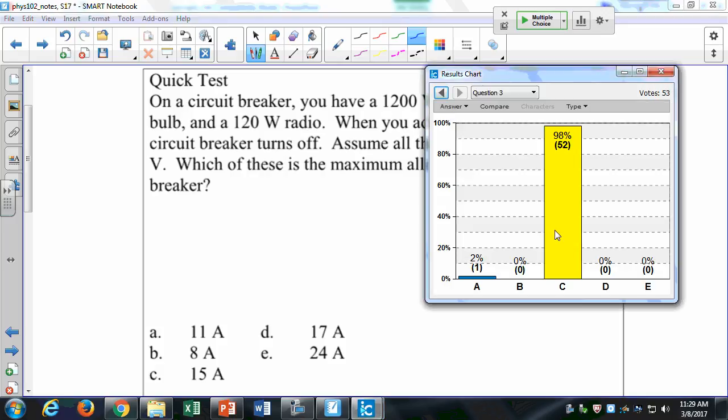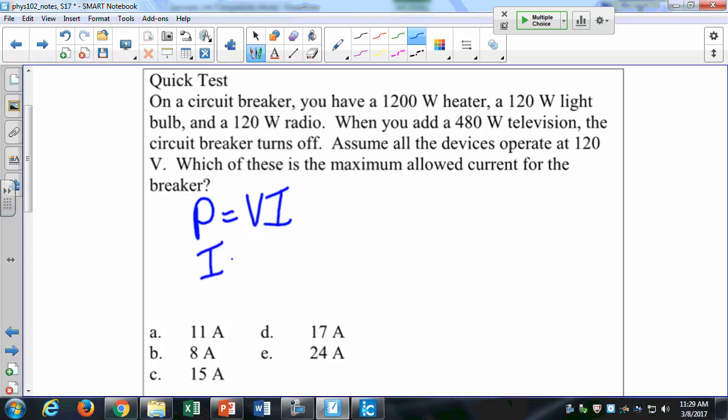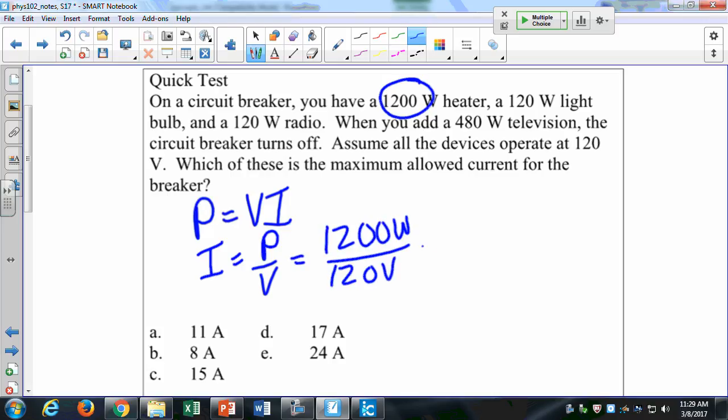Okay, so very good. C is right. What you want to do here is figure out the current that goes for each device. So power is equal to V times I. So if I want to figure out the current that a device carries, you say P over V. So for example, for the 1200 watt heater, that's 1200 watts over 120 volts. That's equal to 10 amps. So the heater, it pulls a lot of current. When you have a heater, like a bathroom heater, that's usually your culprit that's going to sort of tip the limit on your circuit breaker because it carries so much current.